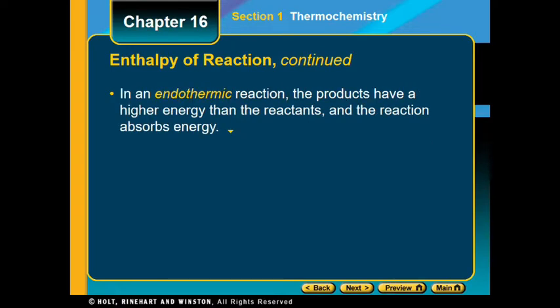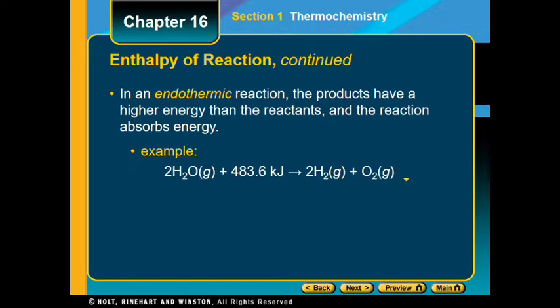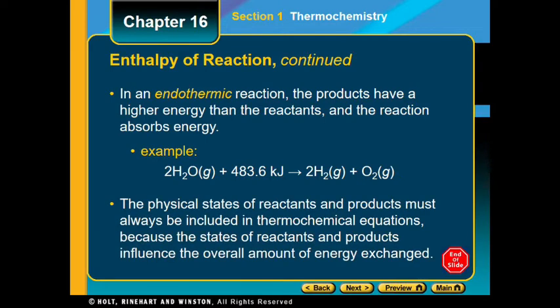In an endothermic reaction, the products have higher energy than the reactants, and the reaction absorbs energy. So in this equation right here, notice it's just water that's being broken down now instead of being produced. So the energy, the 483.6, is on the reactant side. So this would be an endothermic reaction. Again, just making sure you get down the important parts of what's going on. And again, that number is there on the reactant side.